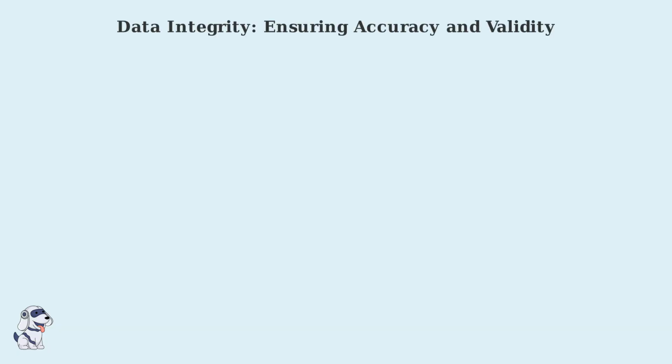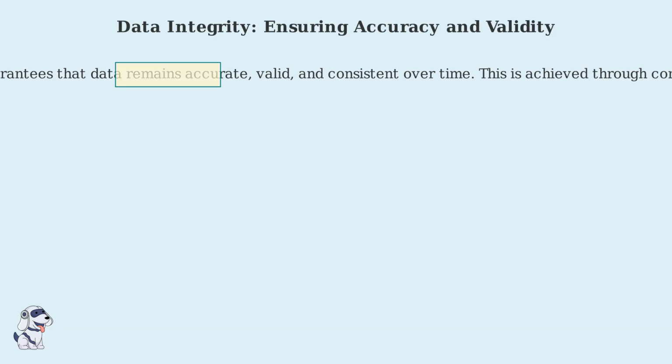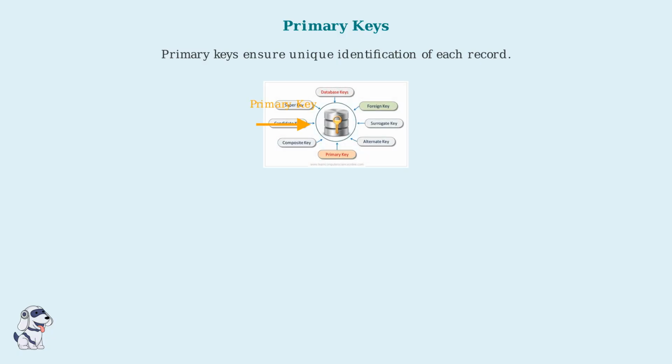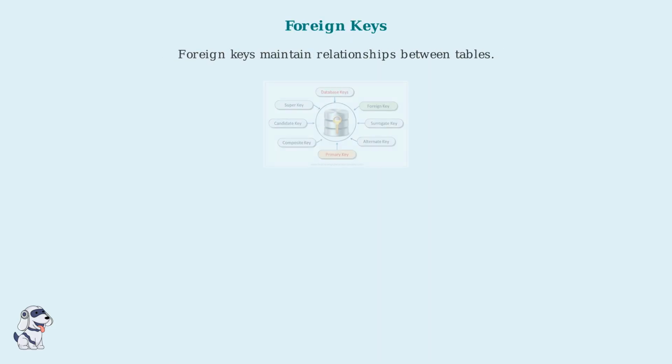Data integrity guarantees that data remains accurate, valid, and consistent over time. This is achieved through constraints and rules. Primary keys ensure unique identification of each record. They serve as a unique identifier for each row in a table. Foreign keys maintain relationships between tables. They link records in one table to records in another, enforcing referential integrity.